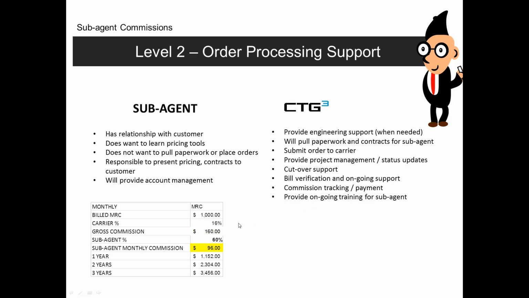And in this case, the subagent would receive a bit more because now instead of getting 50%, the subagent gets 60%. Okay, so by taking on the pricing methodology, you will get a higher percentage.